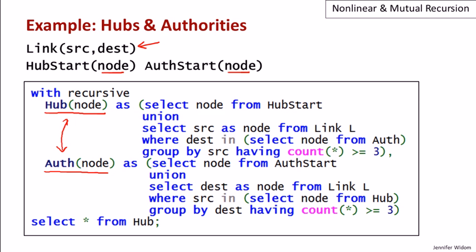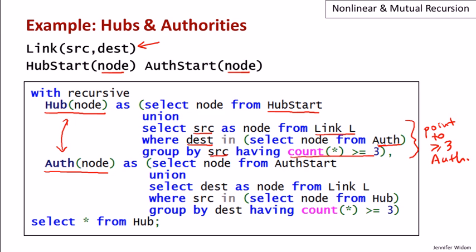So the base case for the hubs is that the nodes that are in the hub start relation are in the hub relation, of course. And then the recursive query here is a little bit complex. So what we're going to find is elements in our link relation where the destination is an authority. And so we're going to find all of the sources that point to an authority. We're going to group by the source, so we consider each node one at a time, and then we count how many times it appears in the link pointing to an authority. So this is going to give us the nodes that point to greater than or equal to 3 authorities, which was our definition of hubs.